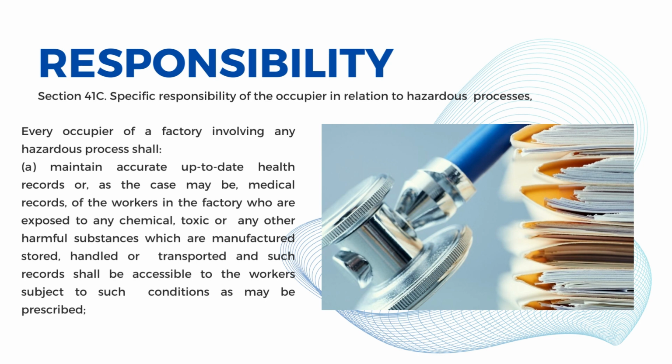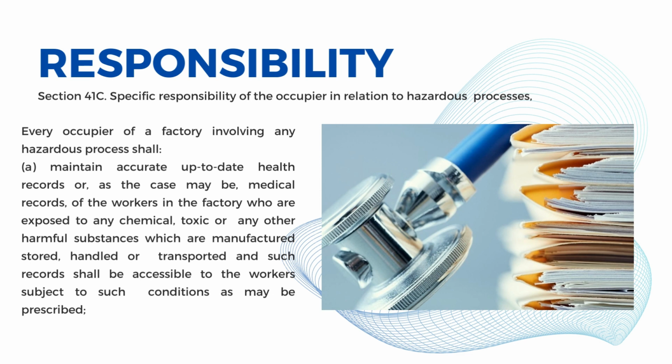be, medical records of the workers in the factory who are exposed to any chemical, toxic or any other harmful substances which are manufactured, stored, handled or transported, and such records shall be accessible to the workers subject to such conditions as may be prescribed. This means that the occupier of a factory has to keep track of the health of workers who are exposed to hazardous substances. This means that they have to collect information about the workers' health, such as their blood pressure, blood tests, and lung function tests.